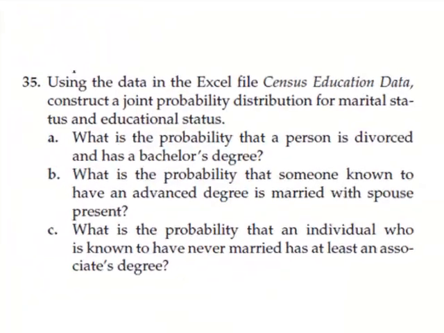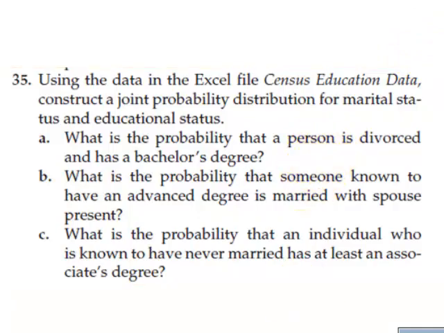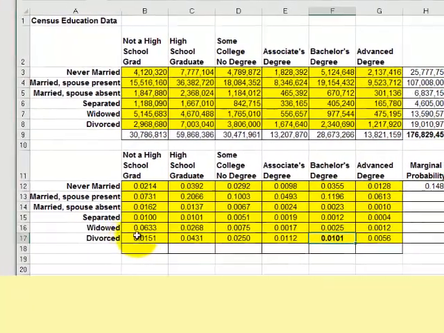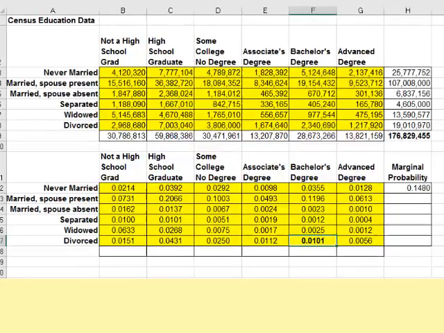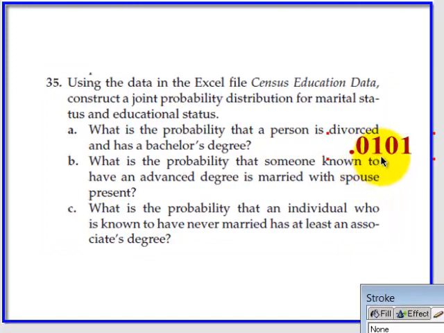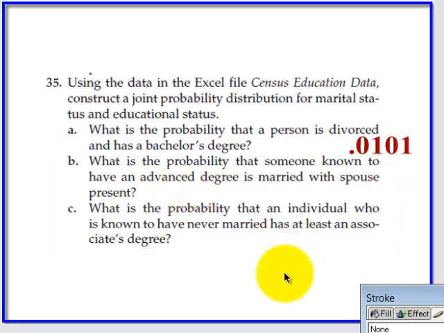All right, 35A, what's the probability that a person is divorced, and has a bachelor's degree? Let's jump over to our table, joint probability. So is divorced, that's this row, and has a bachelor's degree is that column. And there's your answer, 0.0101. Let me pull that up on the big screen here. So there's the probability.